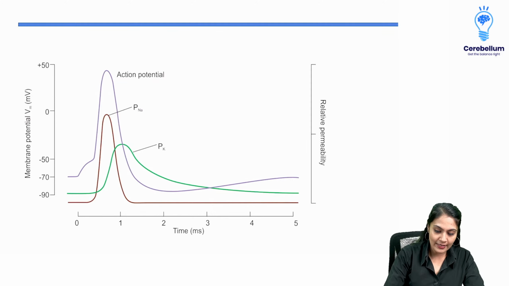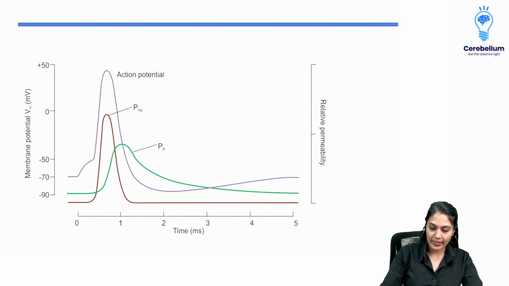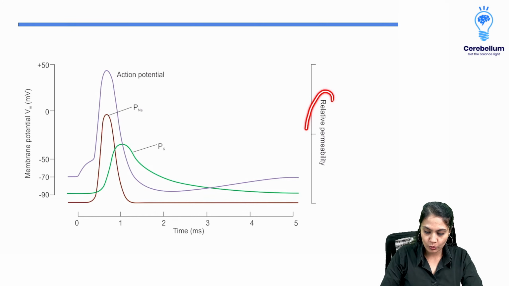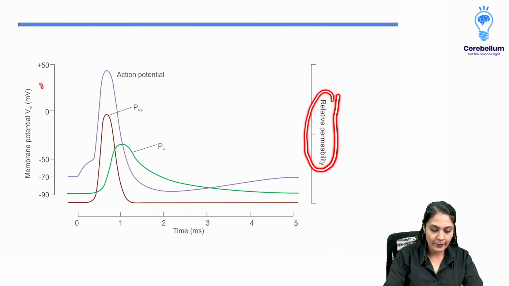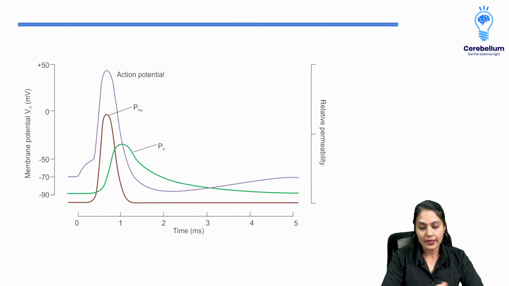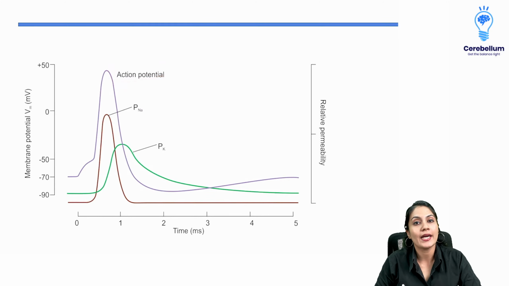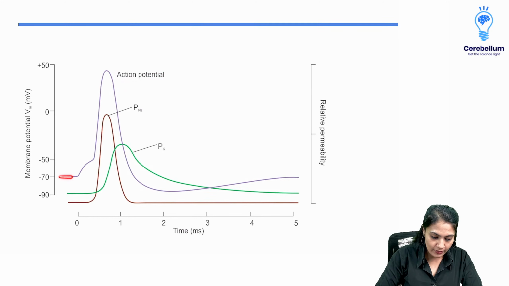So see on the x-axis, what is there in the x-axis? Nothing much important, that is time, right? On the y-axis, we do have two y-axes over here, relative permeability of the ion and membrane potential. With the membrane potential, I will get to know. So this is the purple color graph, which is showing you the action potential. And look at the RMP.